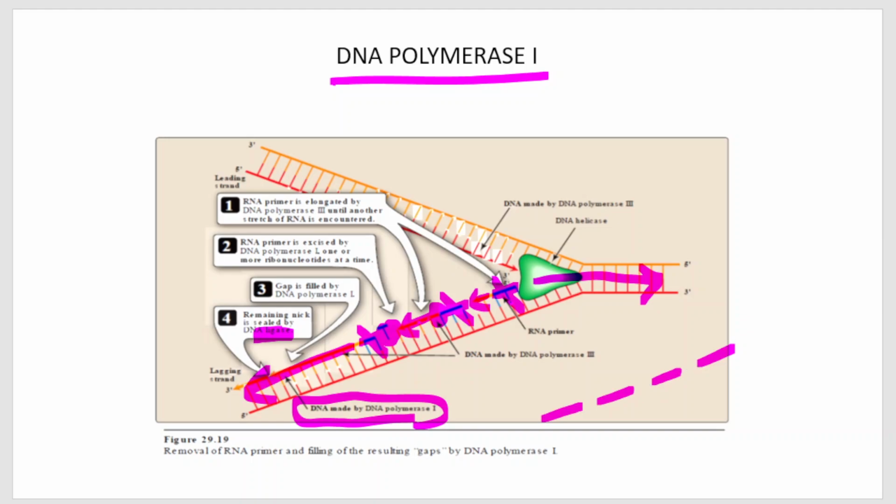So I am going to remove these RNA primers and then seal it. I am going to seal these Okazaki fragments using DNA polymerase 1. DNA polymerase 1 adds nucleotides along the gaps, and DNA ligase forms phosphodiester bonds and seals the nicks present. Thus it forms one continuous strand. So this is the action of DNA polymerase 1.